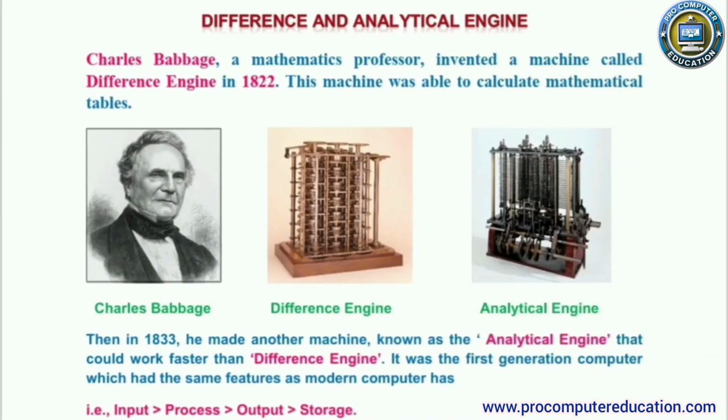After that, difference and analytical engine. Charles Babbage, a mathematics professor, invented a machine called difference engine in 1822. This machine was able to calculate mathematical tables. Then in 1833, he made another machine known as the analytical engine that could work faster than difference engine. It was the first generation computer which had the same features as a modern computer has, that is input, process, output, storage. The most important point is Charles Babbage invented 2 machines, that is difference engine and analytical engine.